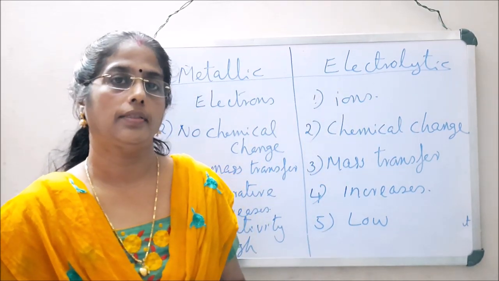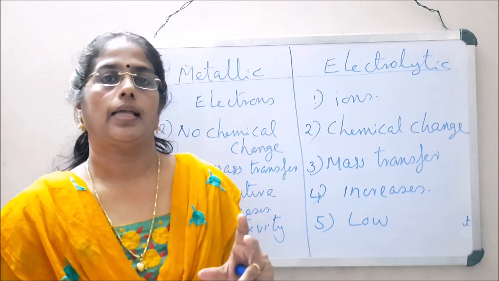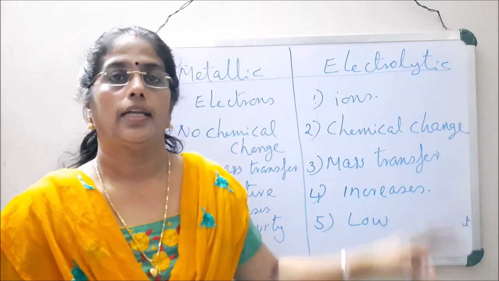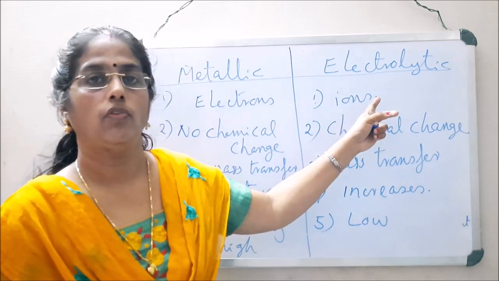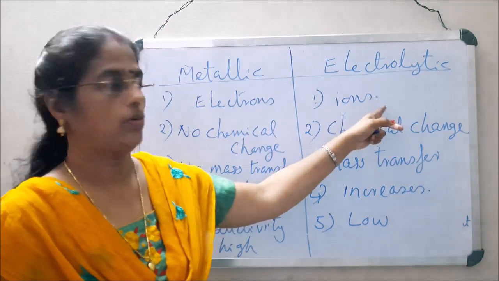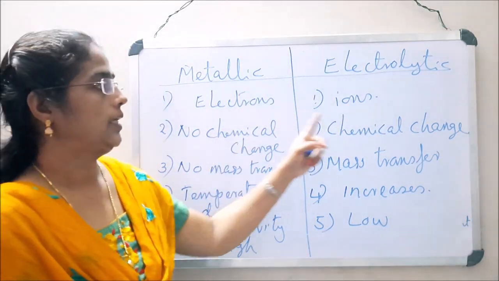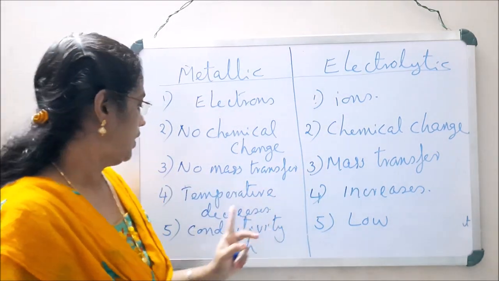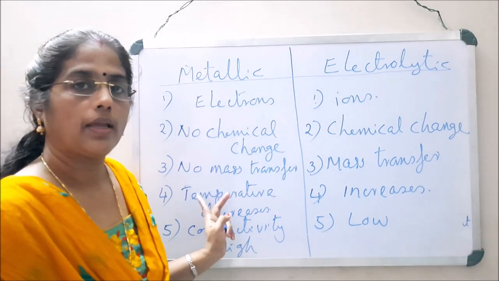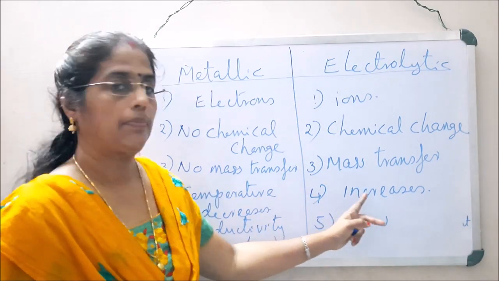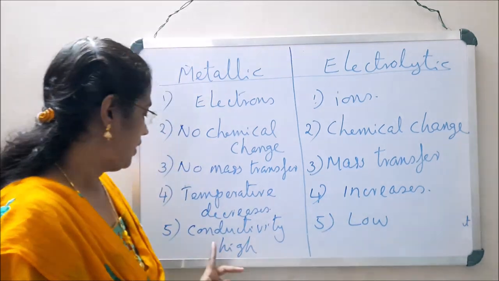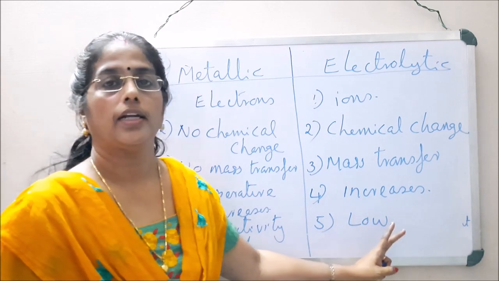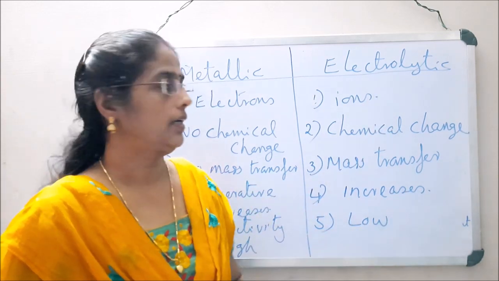In metallic conductors, electricity passes due to the movement of electrons, but in the other case, it passes due to the movement of ions. Here electrons, here ions. Here no chemical change, here chemical change. In this case, no mass transfer, here mass transfer. Here, as temperature increases, conduction decreases. As temperature increases, conduction increases. Here, usually conductivity is very high in the case of metal. Here, conductivity is low in the case of electrolytic conductors. Okay.